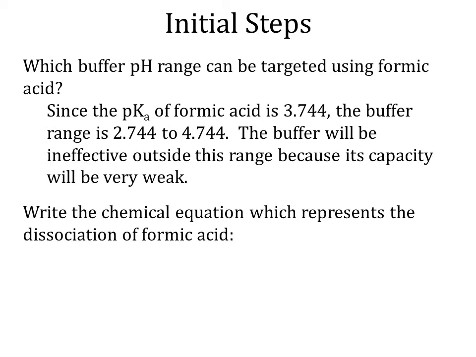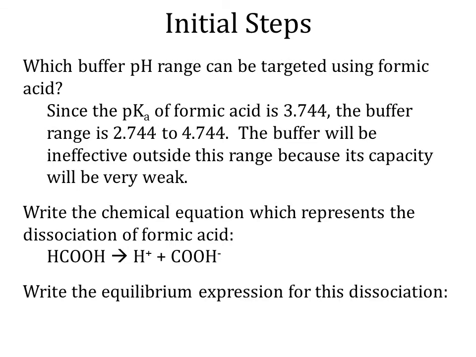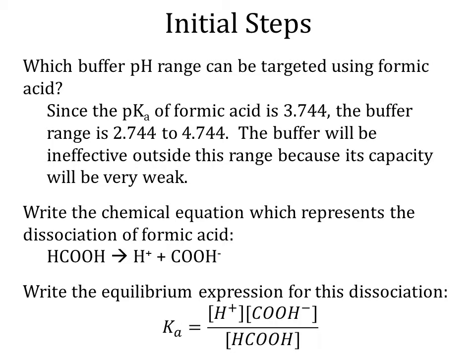We then write the chemical equation, which represents the dissociation of formic acid into its conjugate base, formate. Formic acid dissociates into H+ and formate. Finally, we write the equilibrium expression for this dissociation, where Ka is equal to H+ concentration times formate concentration divided by formic acid concentration. So in this equilibrium expression, we have the product concentrations divided by the reactant concentrations, where because we're using Ka, we have H+ in the numerator.